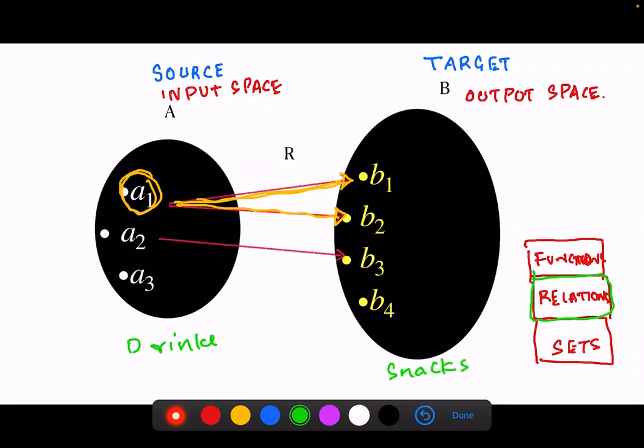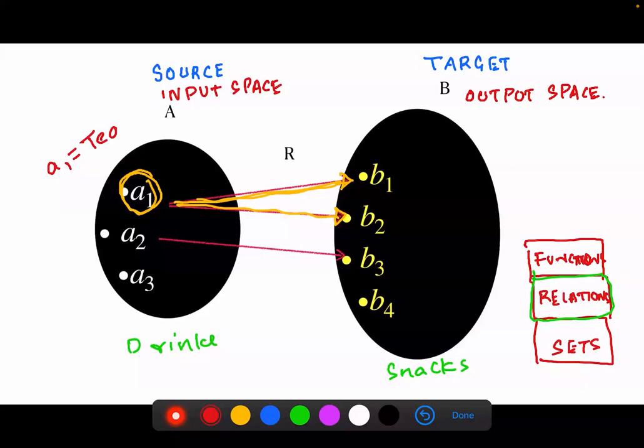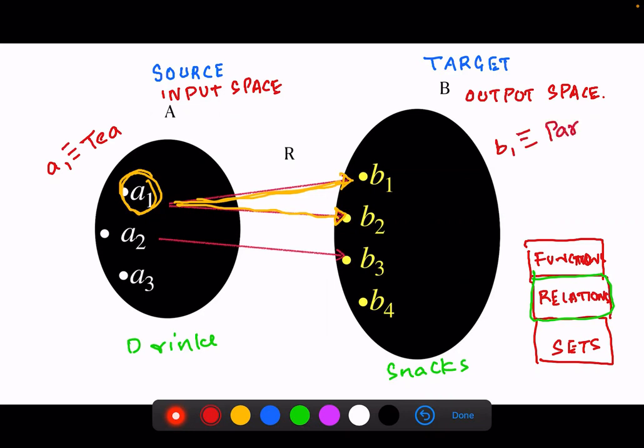For example, let's say A1 may be tea. While I have tea, sometimes I like Parle biscuits. So I have a connection between tea and Parle biscuits, right? Do you like Parle biscuits with tea? Have you tried?